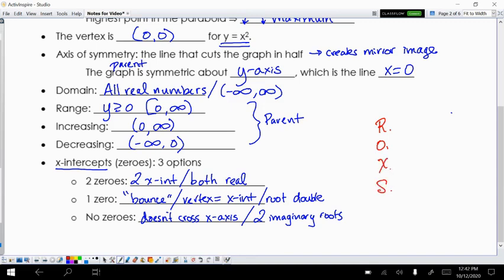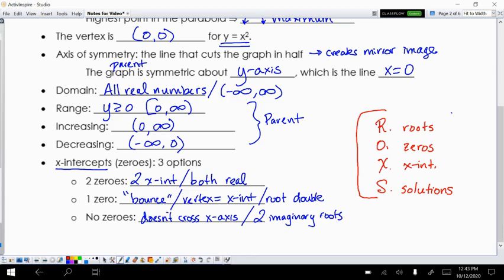And these letters in the word rocks help you remember that these 4 things are all the same. So the R stands for roots. Roots can also be described as zeros. Zeros can also be described as x-intercepts, and x-intercepts can also be described as solutions. So those 4 words are used interchangeably when we're talking about a quadratic.